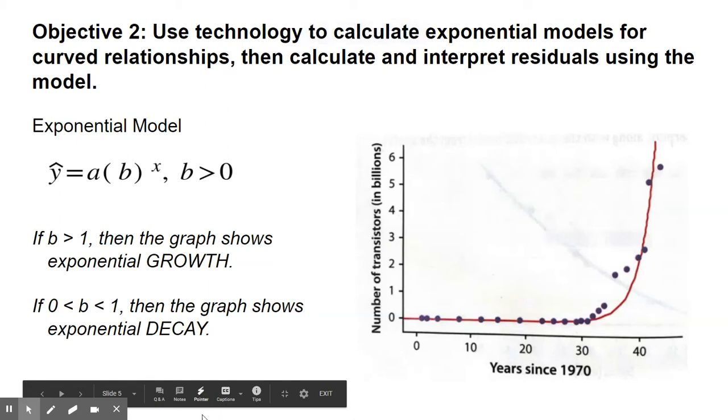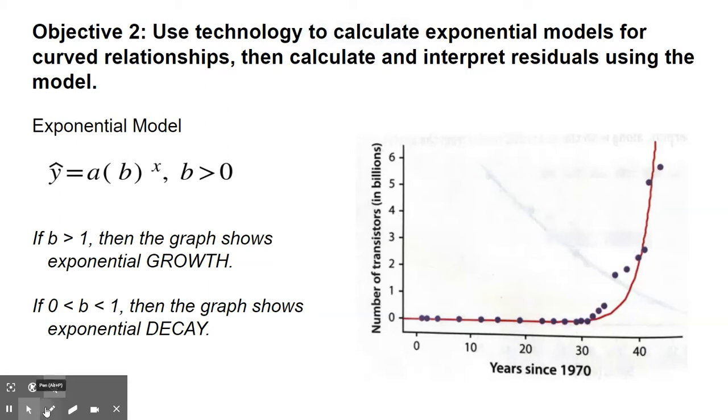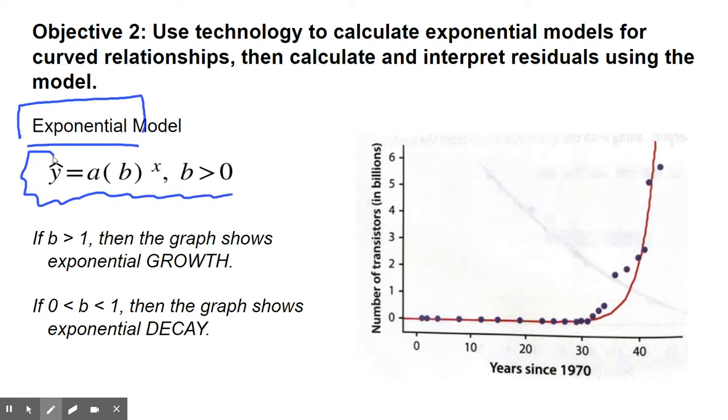Okay, so now we're going to focus on exponential models. So exponential models have this form: y hat equals a times b raised to the x. Again, think of b as the base of the exponent, and notice that x is in the exponent. That's why it's called exponential, because x is in the exponent.